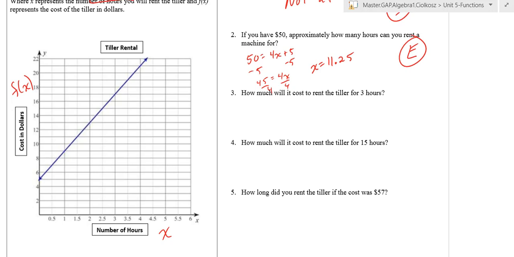How much will it cost for 3 hours? Well, let's see. 3 is on my graph, so it's interpolation. And up here, bingo. What's between 18 and 16? 17.